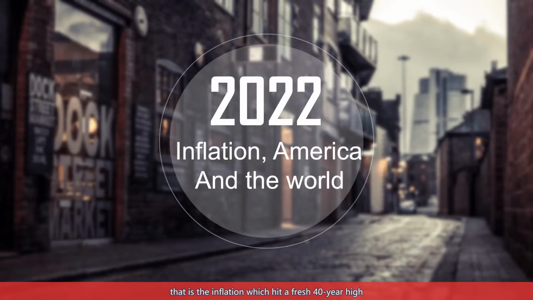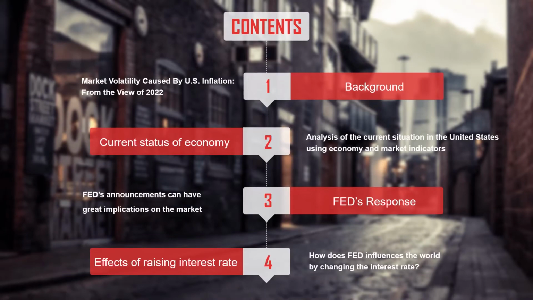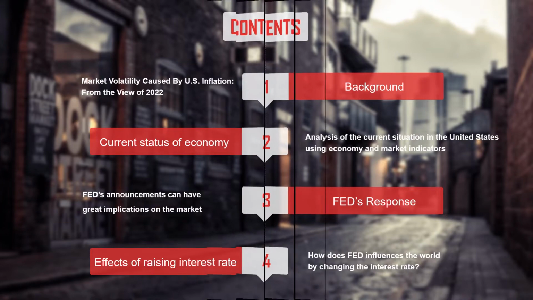That is, the inflation which hit a fresh 40-year high. Inflation has put the economy under enormous pressure around the world, causing high volatility in the markets. We will walk you through the past, the present, and the future of the market under the high inflation rate. Now, let me introduce you our content. We have divided our presentation into 4 parts, from the background of the problem to effects of rising interest rate.